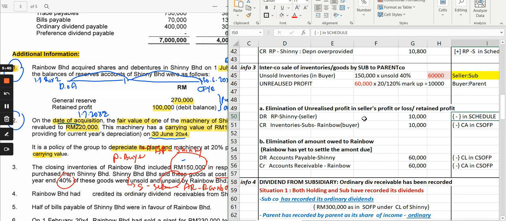Next is the elimination of the amount owing between group members. This is related to the intercompany balance of accounts payable and accounts receivable. So these are the two things that will be removed.